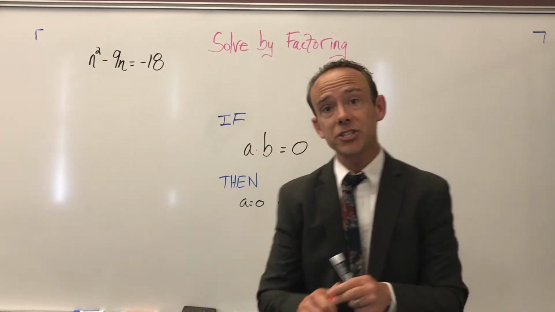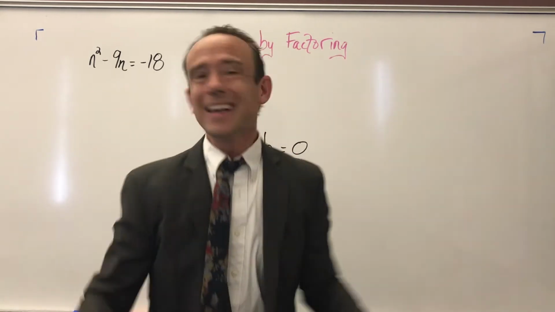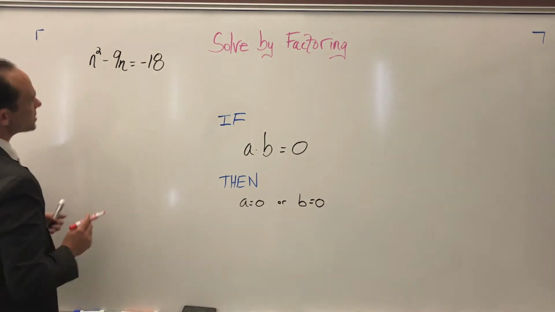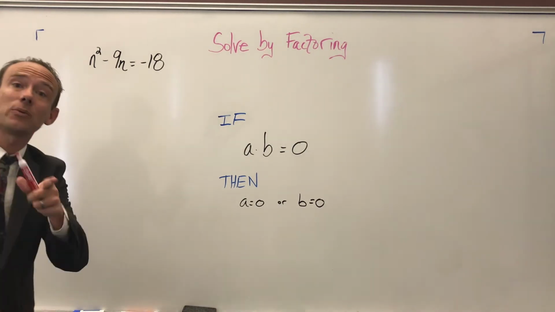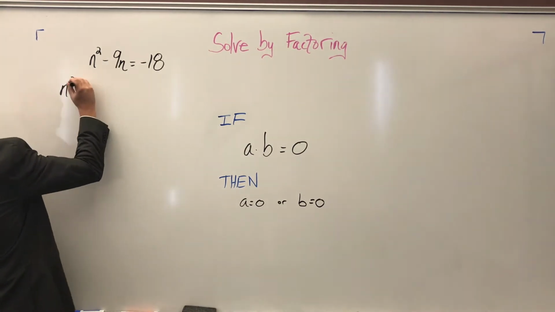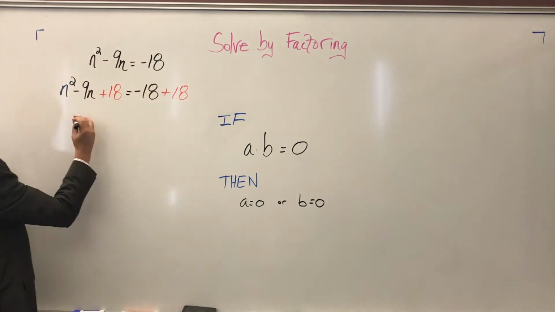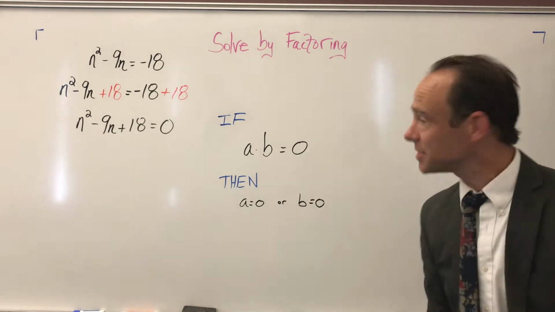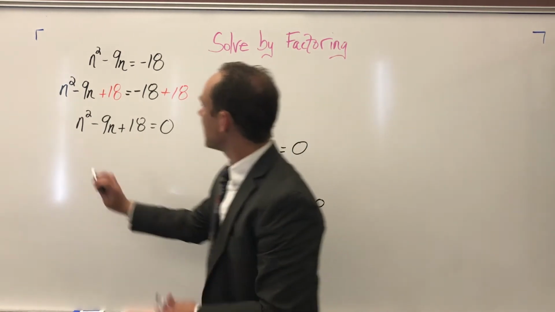So our first thing, just like with the quadratic formula, this one's got to equal 0. Right now it doesn't equal 0, and that's the first thing that we have to fix. All right, so we got it equal to 0. We added 18 to both sides. Beautiful. Now we factor.